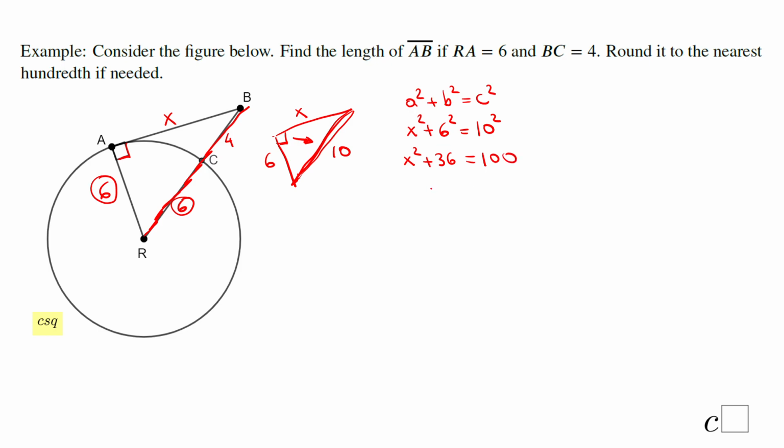We need to find X. So first thing I'm going to do is subtract 36 on both sides, and we get X squared equals 64. The last step for finding X is to take the square root. Since this is geometry, you don't need to put plus and minus. We just keep the positive value, and the square root of 64 is 8. Don't forget, this X is nothing else than the length of the segment AB.